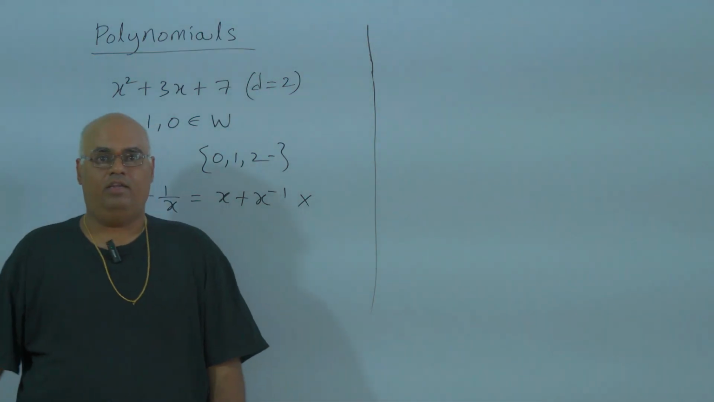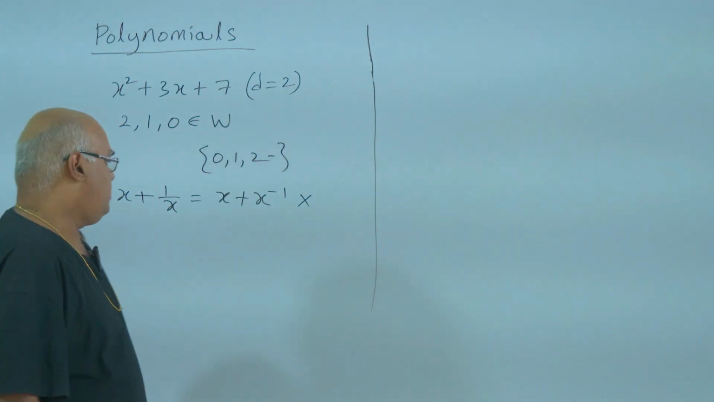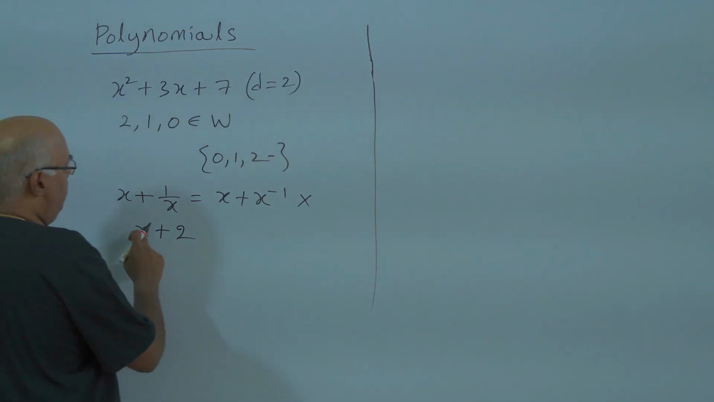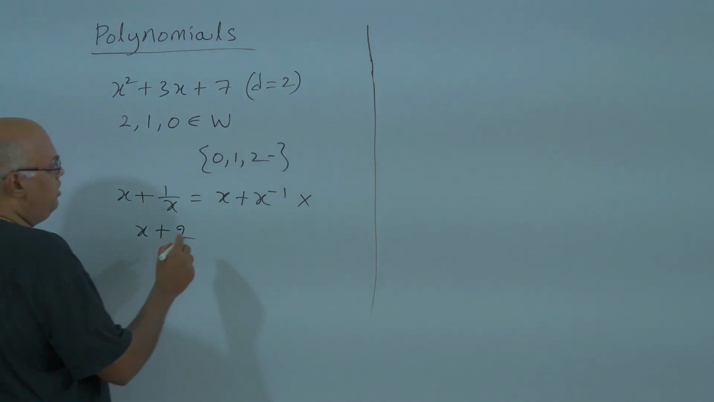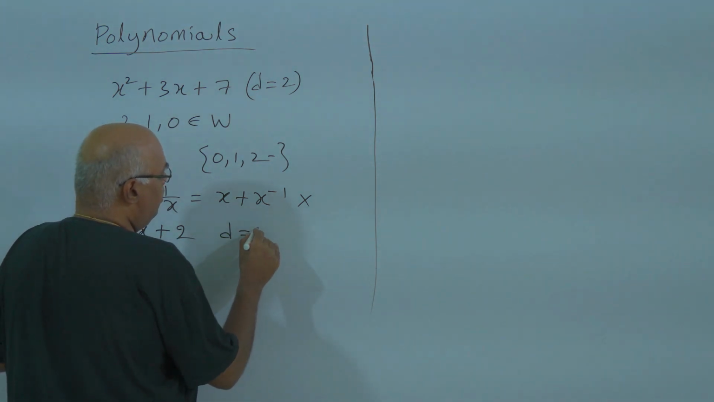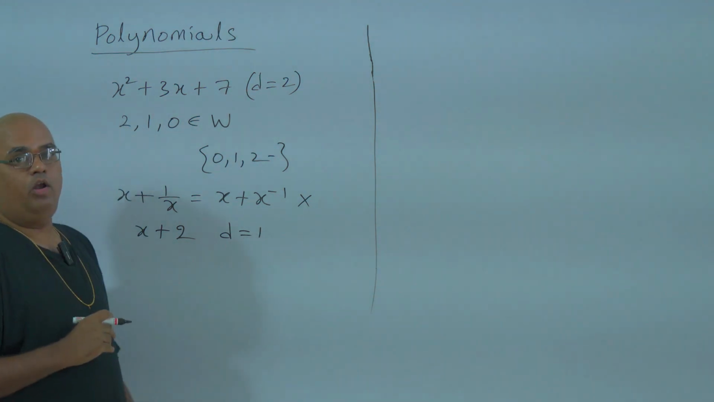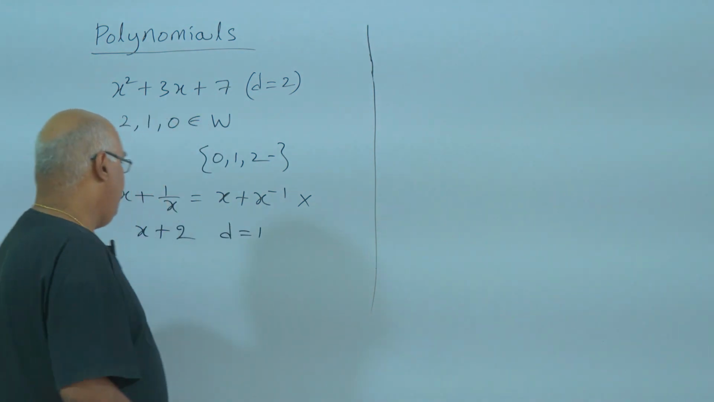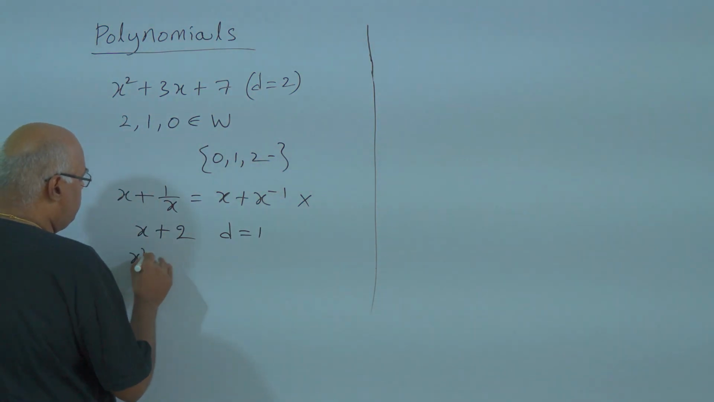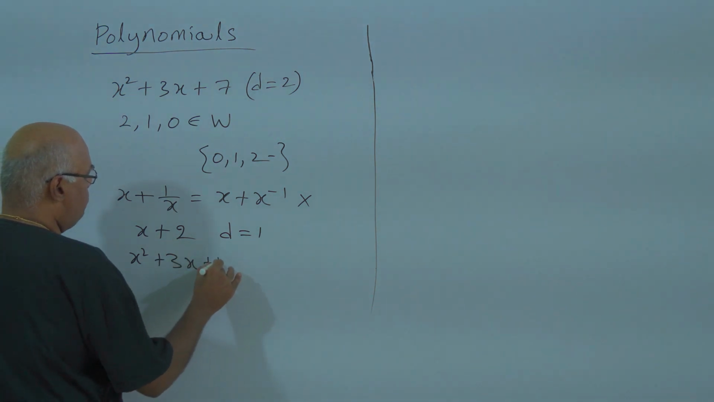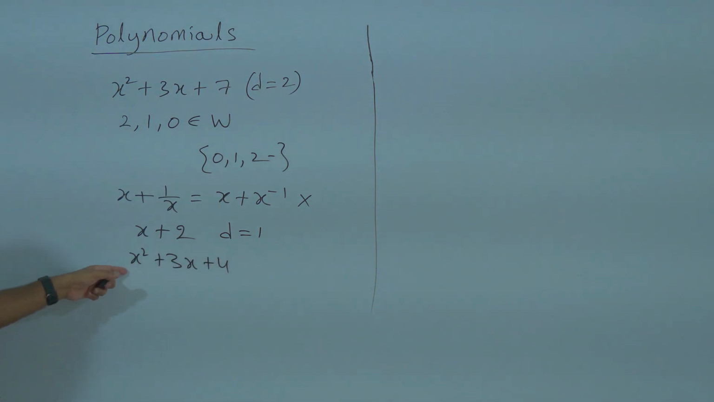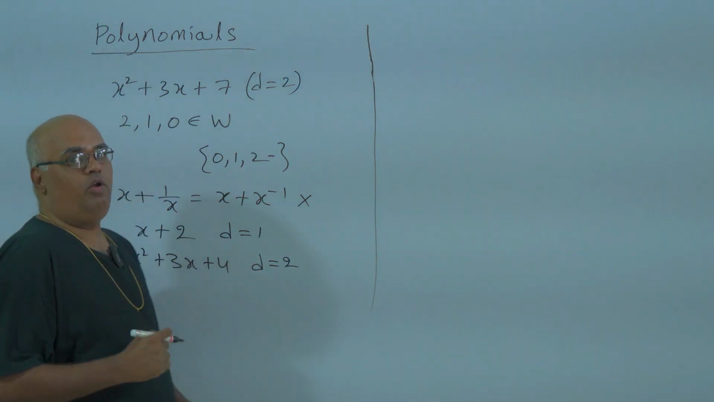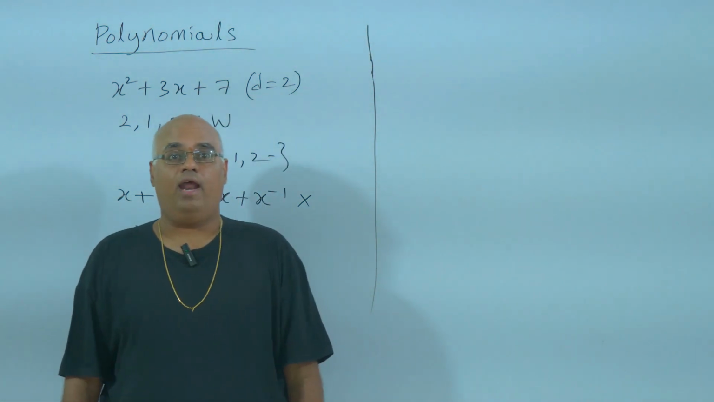Now let us see different types of polynomial. First one is, suppose I take one polynomial x plus 2. The highest power of this polynomial is 1. So the degree of the polynomial is 1. So if the degree of the polynomial is 1, then it is called a linear polynomial. In the same way, let us take another polynomial x square plus 3x plus 4. So if you see here, the degree of this polynomial is 2. So if the degree of the polynomial is 2, then it is called a quadratic polynomial.